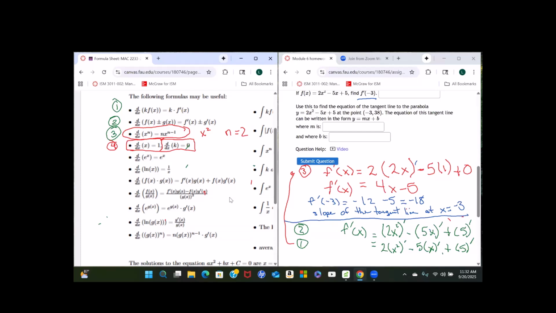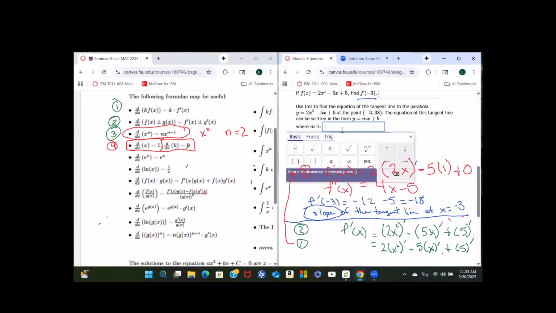Gotcha. And then, are we good? b would be negative 5? Oh, no. This is not the equation of the tangent line. This is the slope of the tangent line, only m, where m is negative 18. Can I erase everything now? Yes.